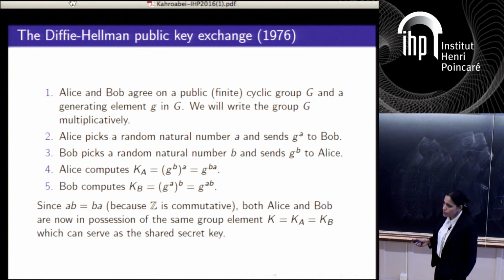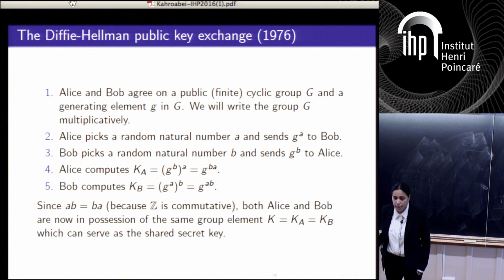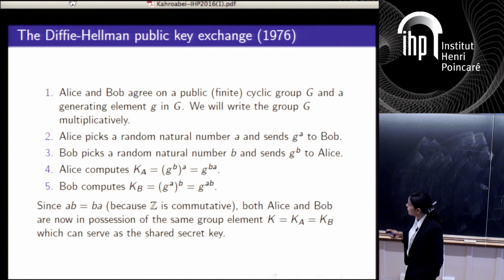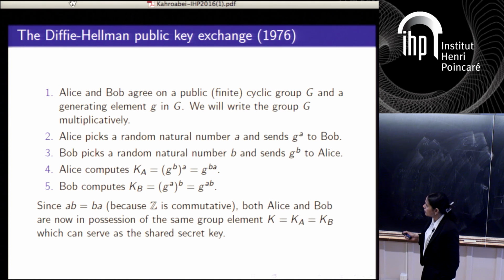Okay, so in this part of the talk, I'm going to talk about a key exchange using semi-direct product. So you all remember the Diffie-Hellman public key exchange. Alice and Bob agree on a public finite cyclic group and generating element g, and g is written multiplicatively. Alice picks a random natural number a and sends g^a to Bob. Bob picks a random natural number b and sends g^b to Alice.